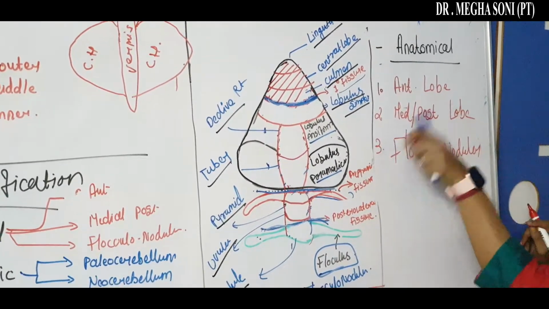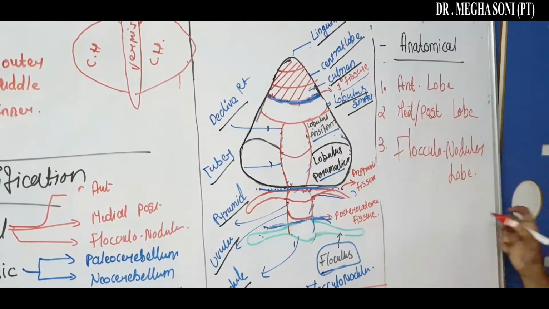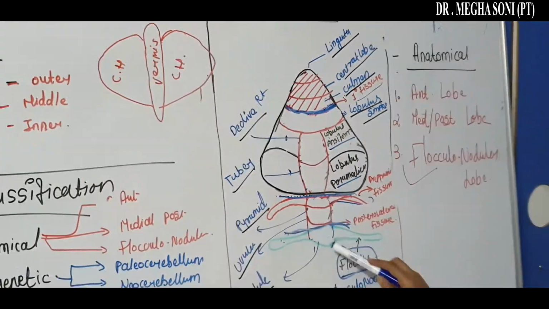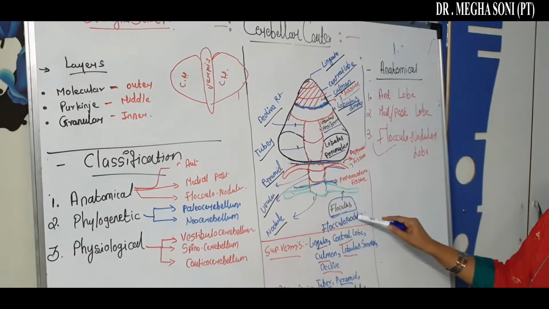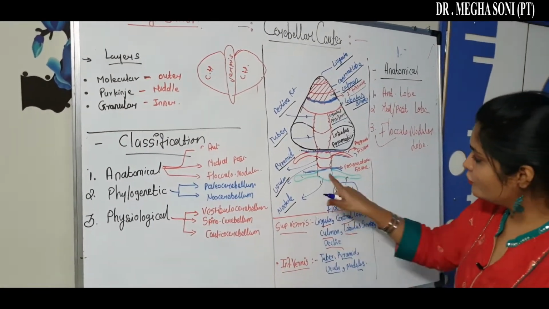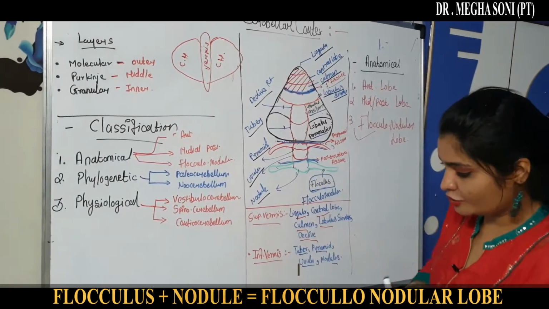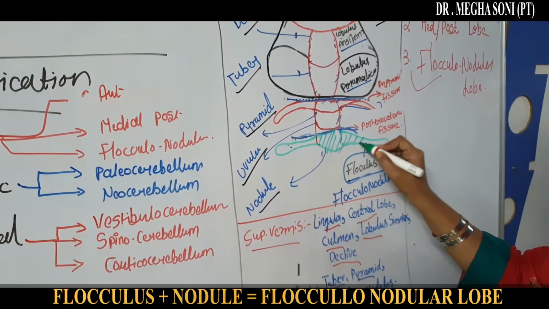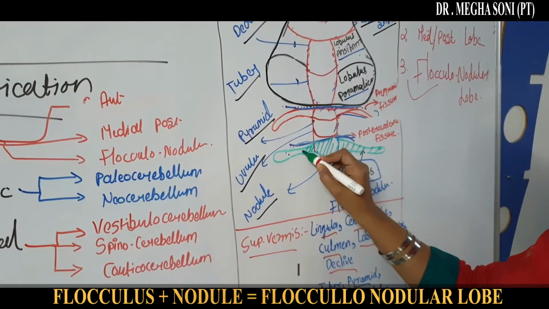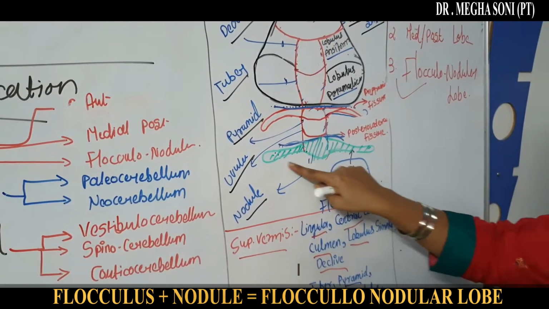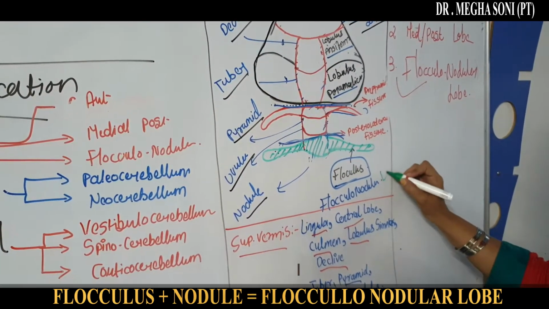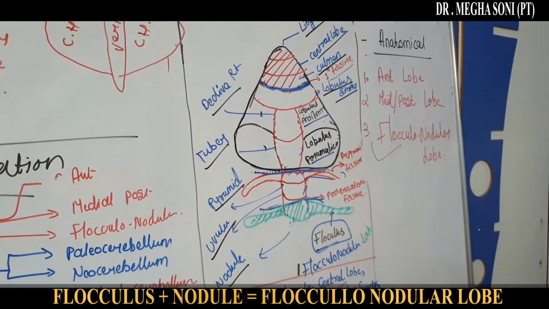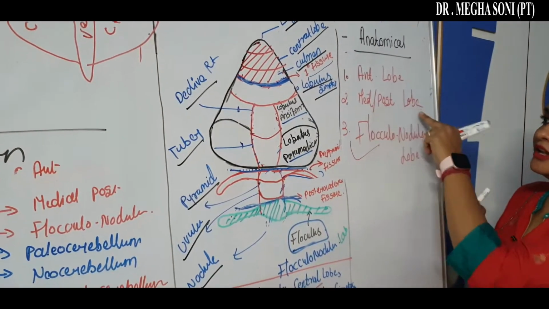Second is, okay, first let's talk about the third, that is the flocculonodular lobe. The parts of the flocculonodular lobe are the nodule and flocculi. So this is the nodule, fine, this is the nodule, and the extended portions are the flocculi. Together we call it the flocculonodular lobe. So this is the anterior lobe and this is the flocculonodular lobe. So the remaining portion is the medial or posterior lobe.